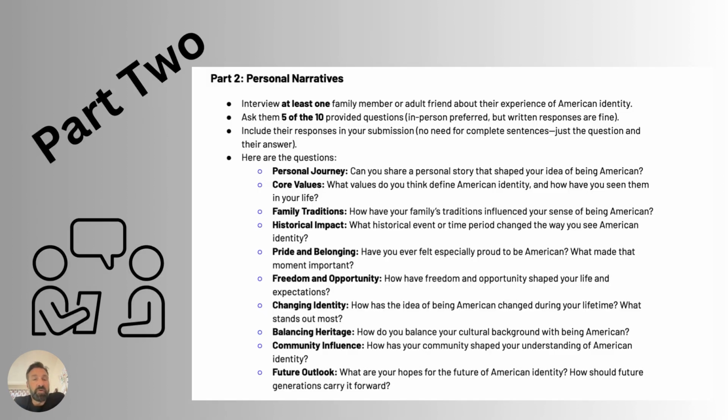Part 2 is a personal narrative. This is where you're going to interview a family member or an adult friend about their experience of American identity. So I've got a list of 10 questions here. You can choose 5 of them to ask. You can do all 10 if you want. It would be great if you did this in person, but sometimes a person might be a long way away, so you might send them an email or something, or shoot even a text message with these questions in it, and then get their responses.